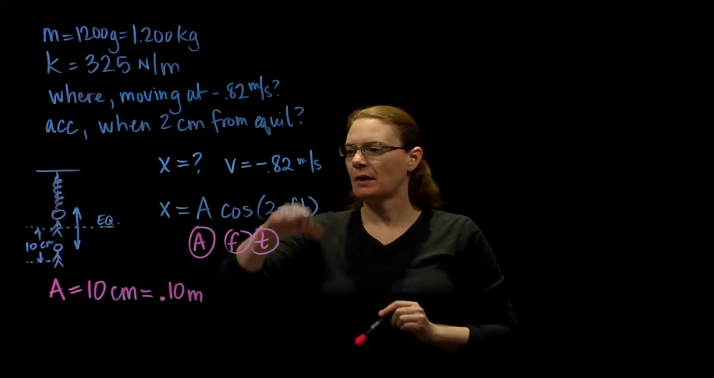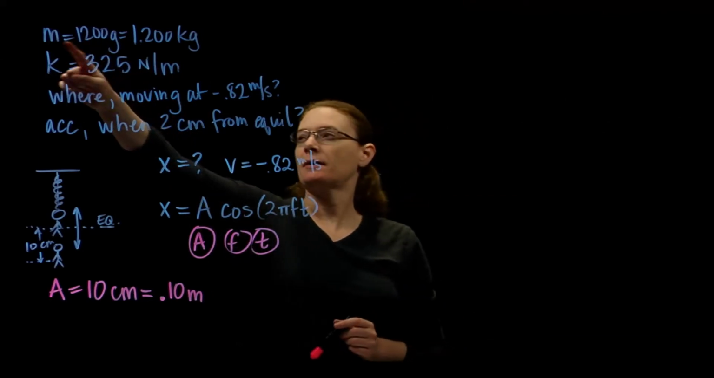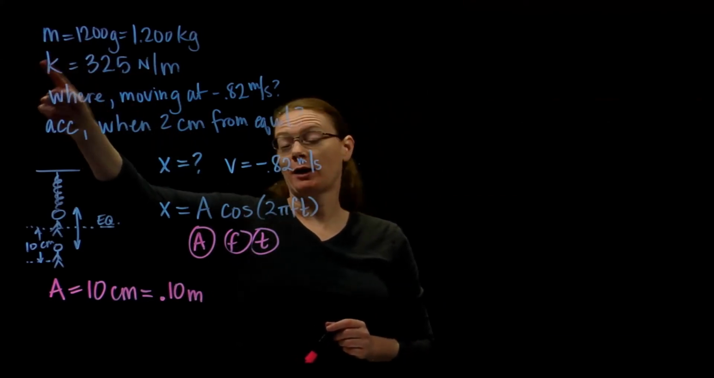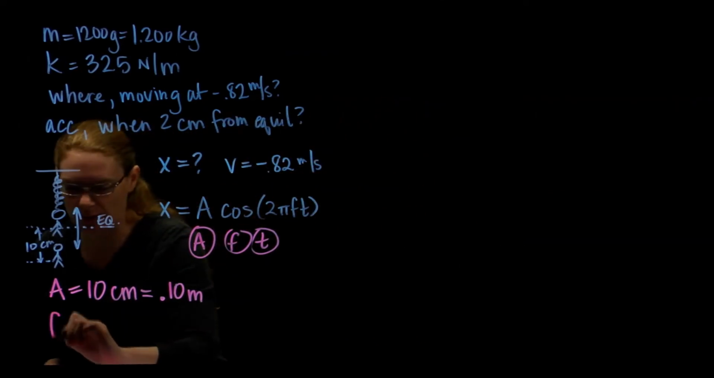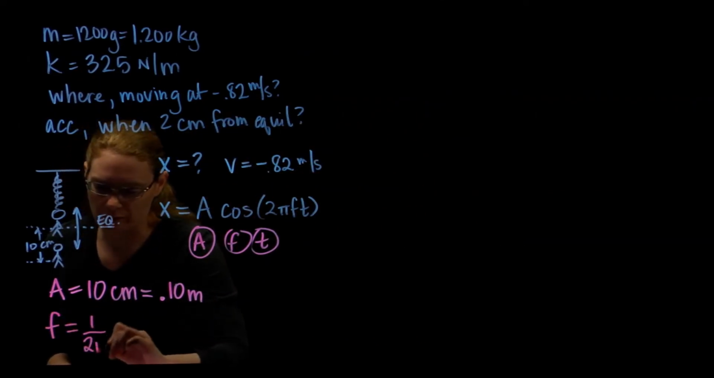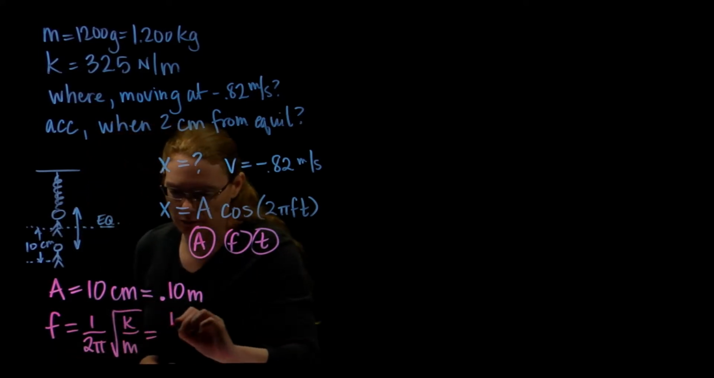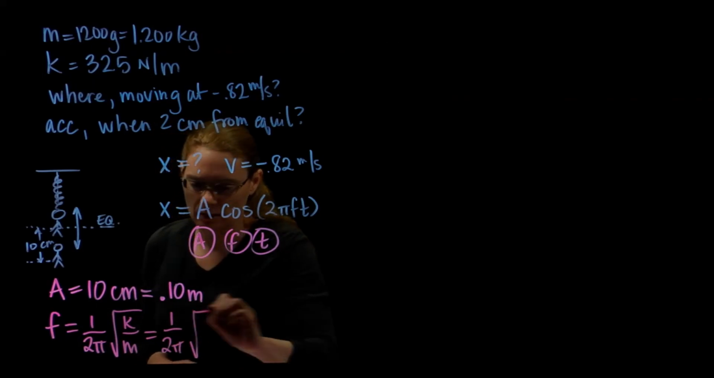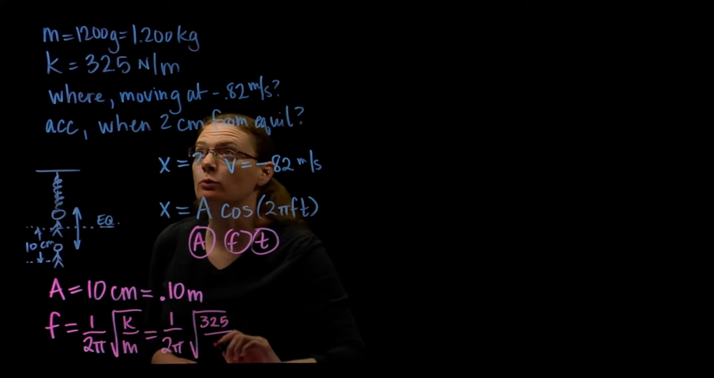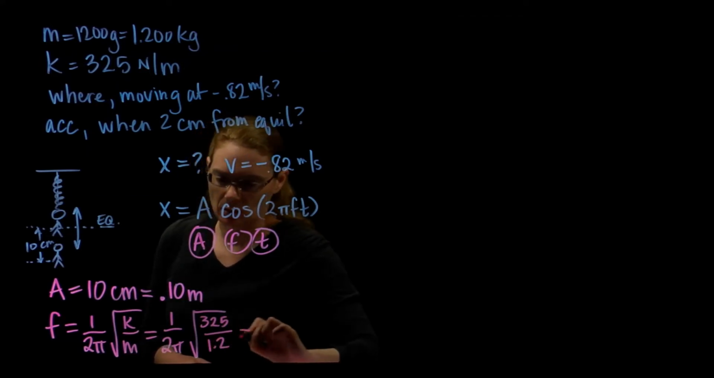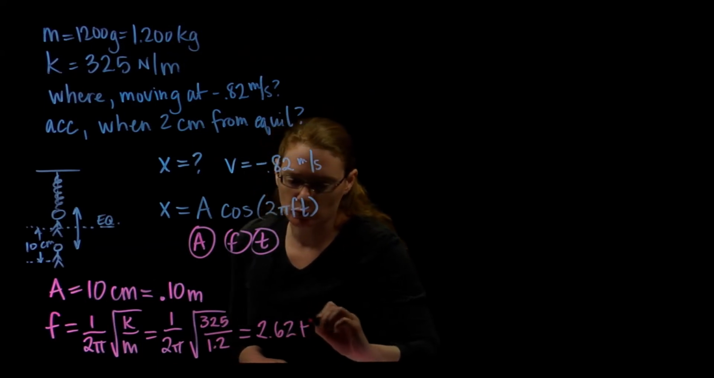Frequency. I need to know the frequency of this thing. I look back at my notes and I have mass and spring constant, so I think I can figure that one out. The frequency equation is f = 1 over 2 pi times the square root of k over m. For this oscillator, the square root of k, 325, over m, which is 1.2. If we calculate that out, we should get 2.62 hertz.